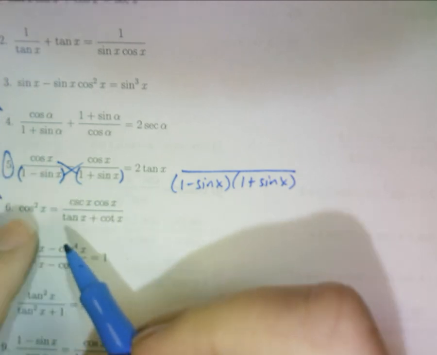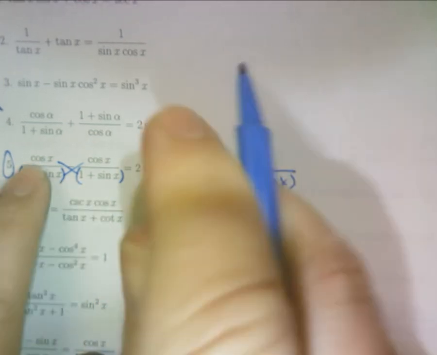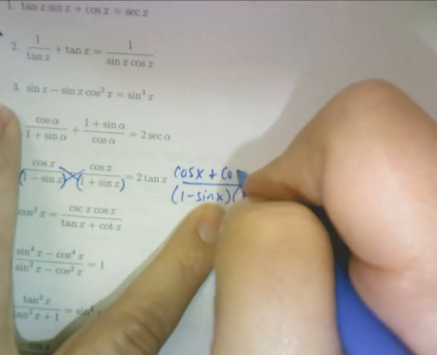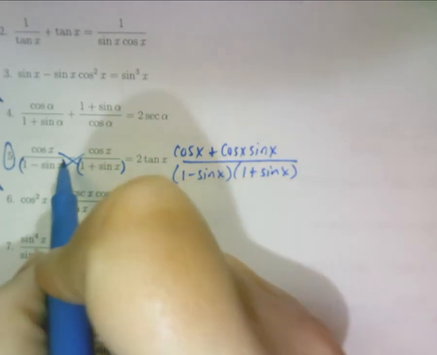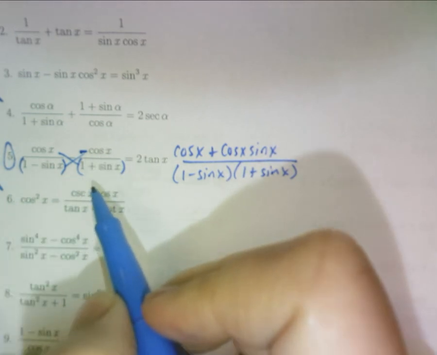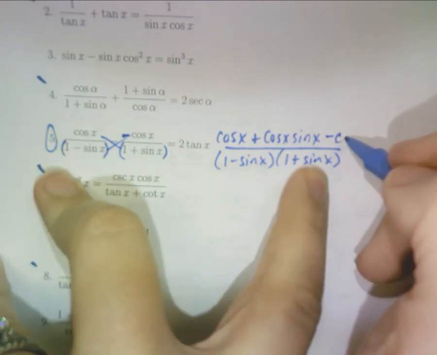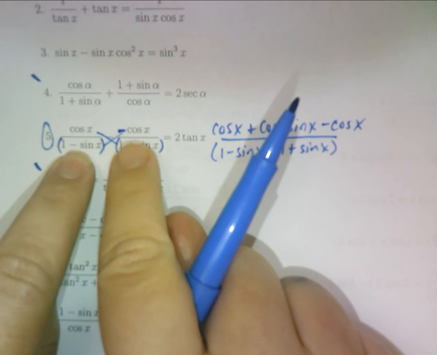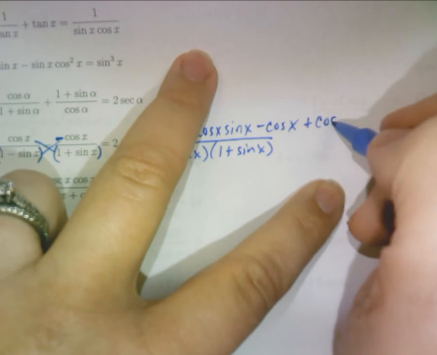Okay? So what's cosine times 1 plus sine x? We'll distribute it. What's cosine times 1? Cosine x. Plus, what's cosine times sine? Well, you write cosine sine. What about this way? I'm going to put the negative right next to the cosine. You still do the same thing. You distribute. What's a negative cosine times 1? Negative cosine x. What's a negative cosine times a negative sine? Positive cosine sine.